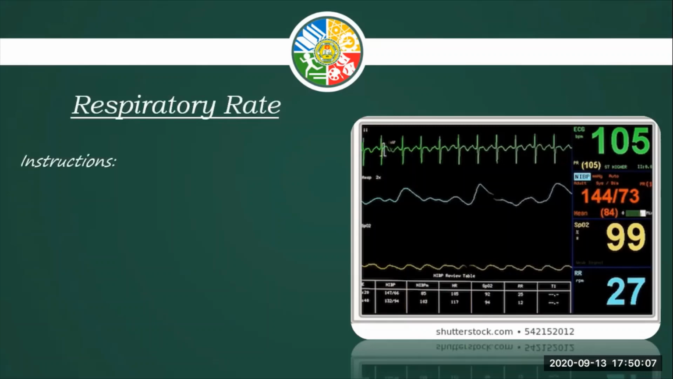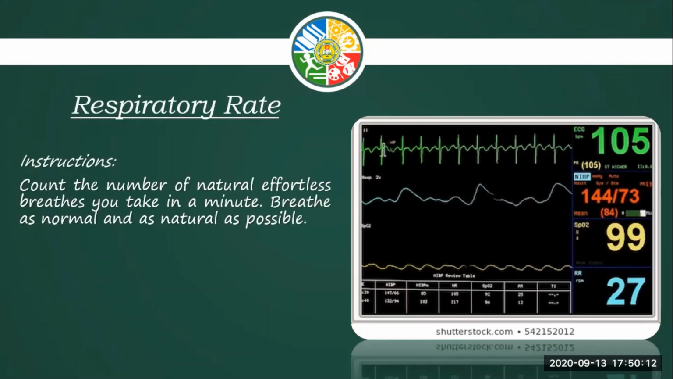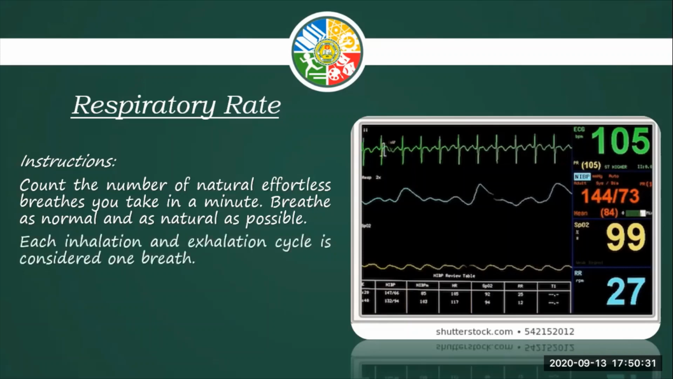This time, we no longer need any equipment. All you have to do is count the number of natural, effortless breaths you take in a minute. Breathe as normally and naturally as possible. But if you have a companion with you, it is much better to ask them to count your breathing for you. If you are now ready, let us proceed to the next instruction.